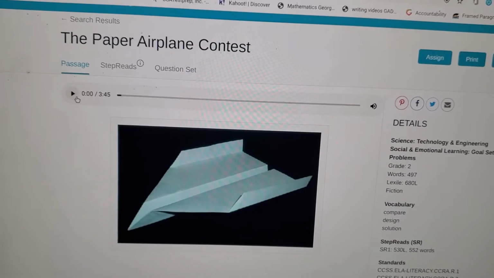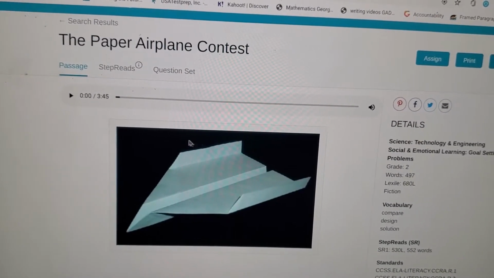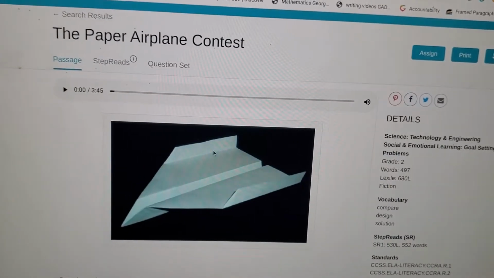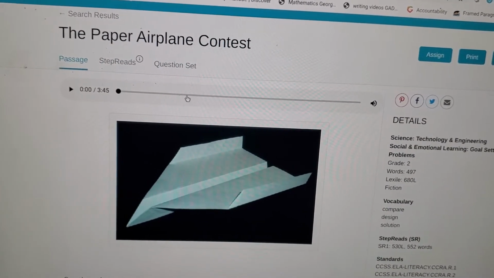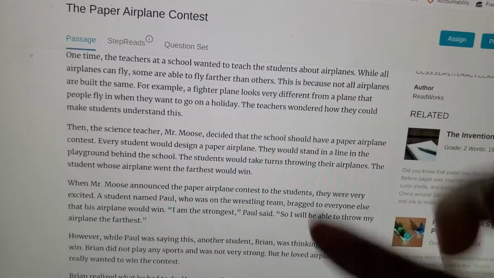If you do need to reread it, you can always push play. Remember, our exit ticket was to make one. We didn't get to it, but hopefully we will get to it on Thursday or Friday. So I am using this story to show you how to recall events. And the big word today is sequential order.